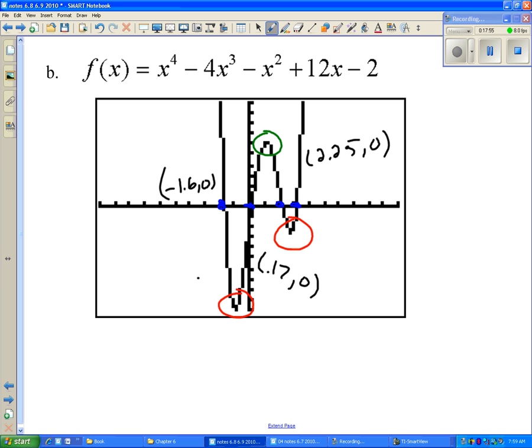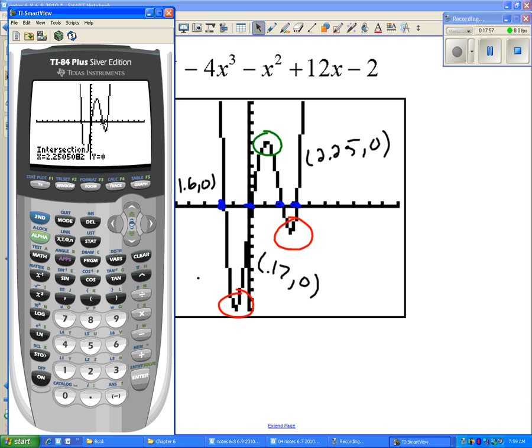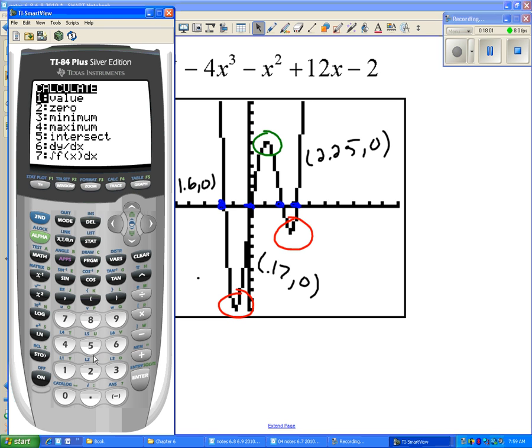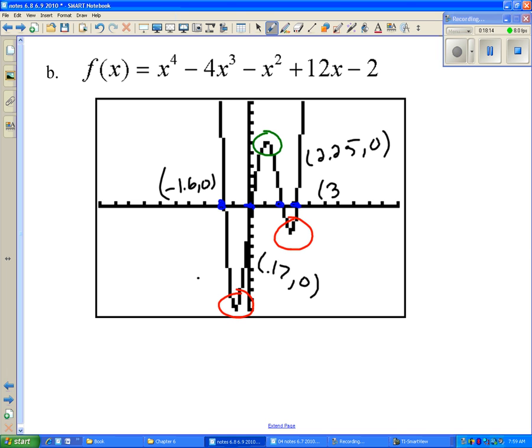And lastly, my last 0, number 5, intersection, enter, enter, go over to the last one, hit enter, 3.20. Those are my 4 intercepts. I need to find my maximum and my minimum.